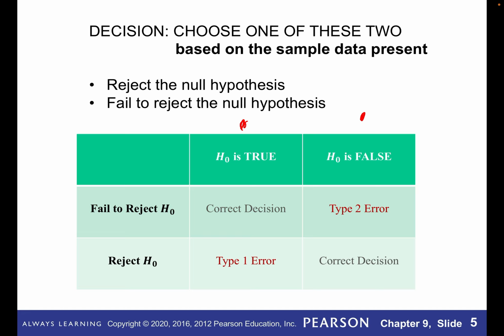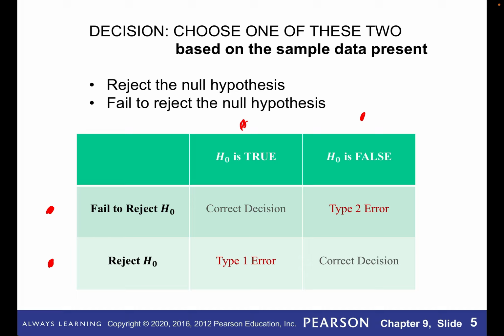Now, of course, these two things we don't know. I mean, one of them is true, but we just don't know which one. Our two options for the decision is either we fail to reject the null hypothesis or we reject the null hypothesis. And so there, you can see there from the table that there are two correct decisions, and then there are two times when we make an error.